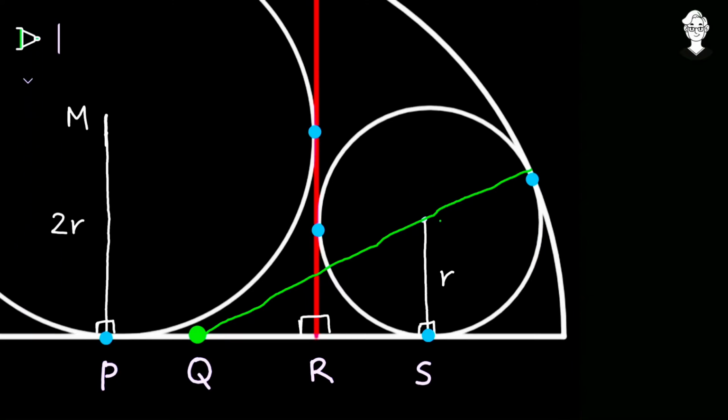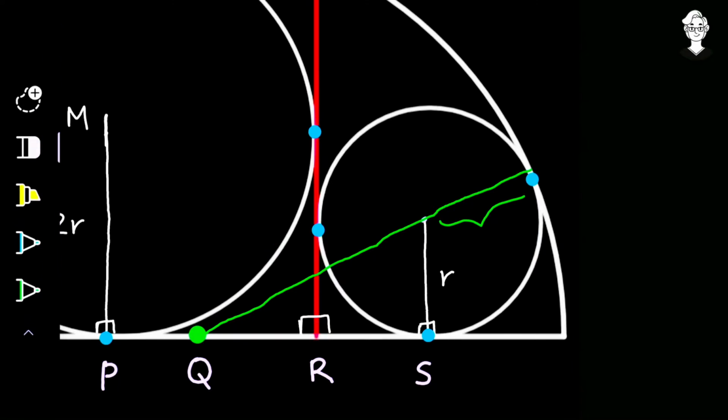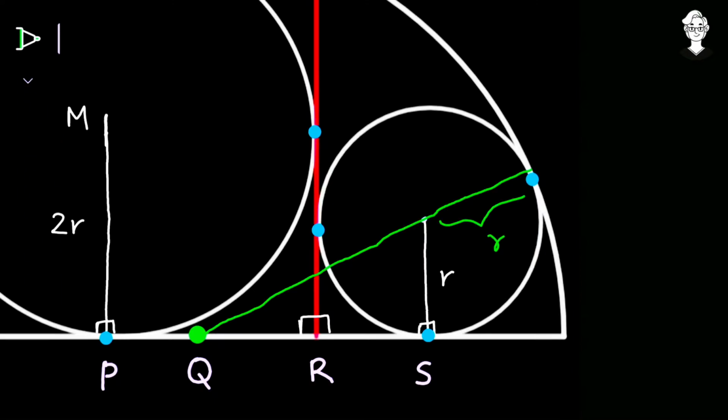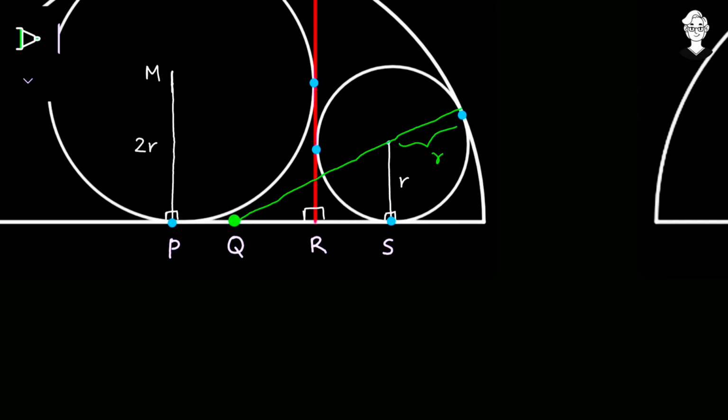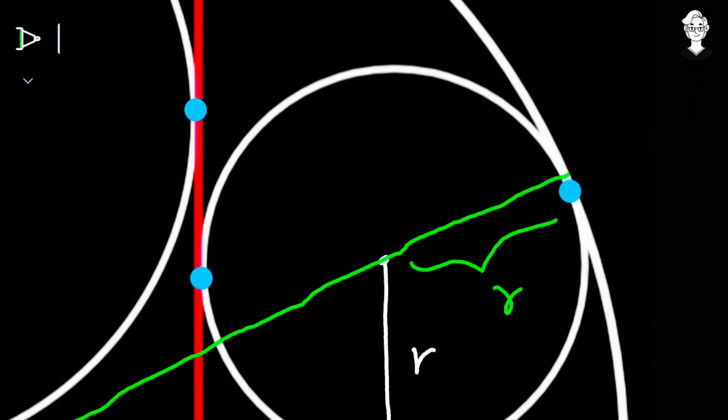Now in this, look carefully, this much length is going to be the radius of this circle, that is equal to r, and this complete length is going to be the radius of this semicircle. So diameter is equal to 1, so radius becomes 1 by 2. And that much part is already equal to r. So the remaining length, that is from here to here, is going to be 1 by 2 minus r. So just remember that yes, that much length is going to be 1 by 2 minus r.